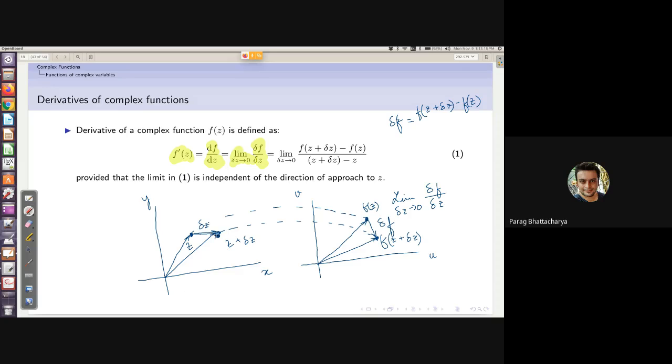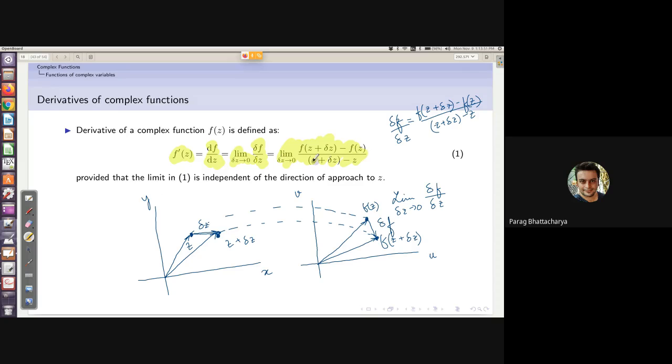And similarly, delta z you already know. Delta z is z plus delta z minus z. So when you take the ratio of these two, this point is z plus delta z, and this other point, the initial point, is z. So z will get cancelled. We'll just get delta z in the denominator here. So that's the derivative of a complex function, pretty much the same way as real function derivatives are defined.